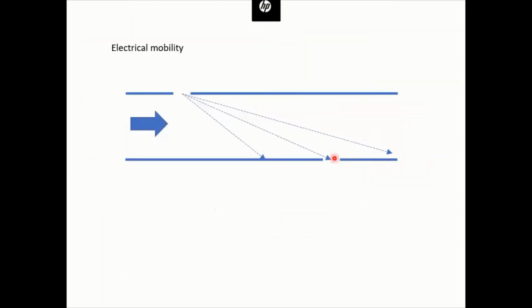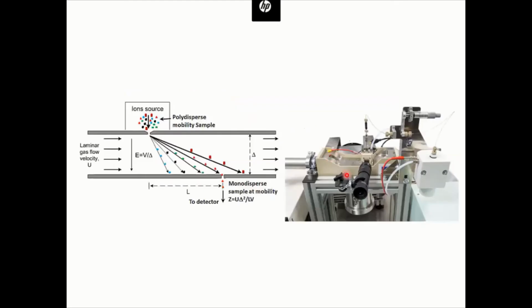So now we can measure size because it's classified by size. But what about concentration? We also need to know the concentration of the particles. So basically, this is another instrument. This is the parallel plate electrostatic classifier. This one measures even smaller particles.